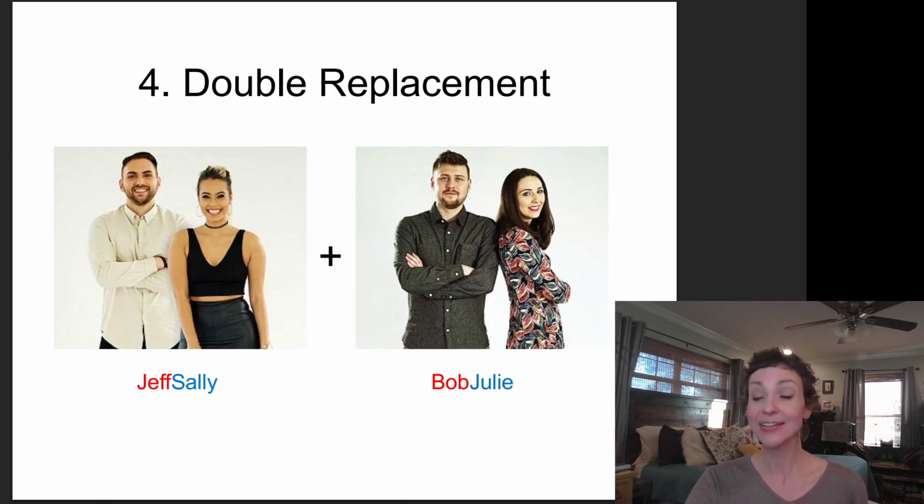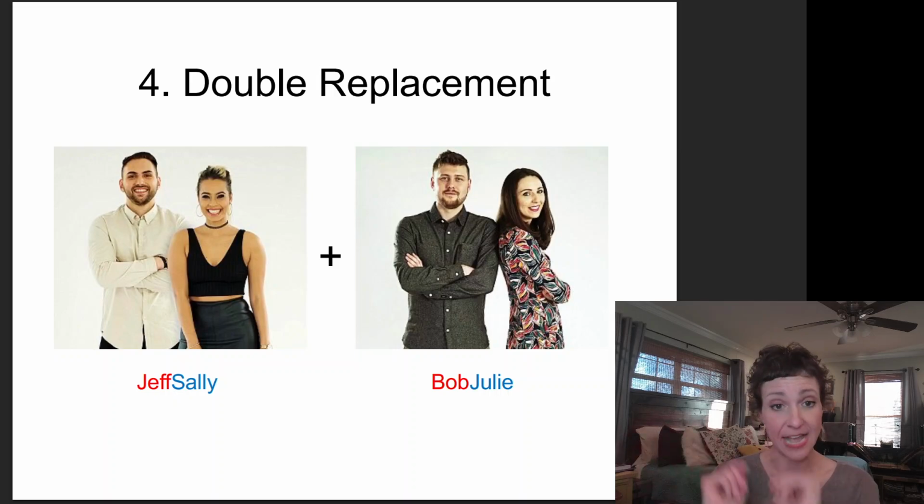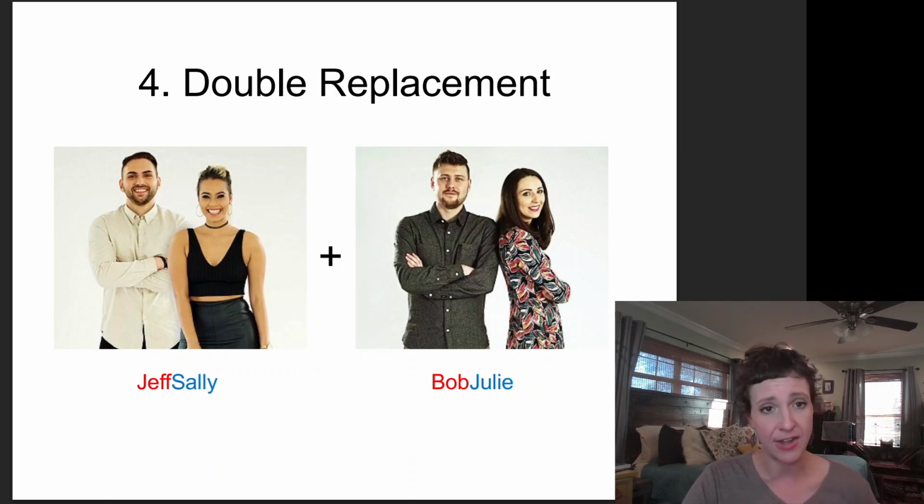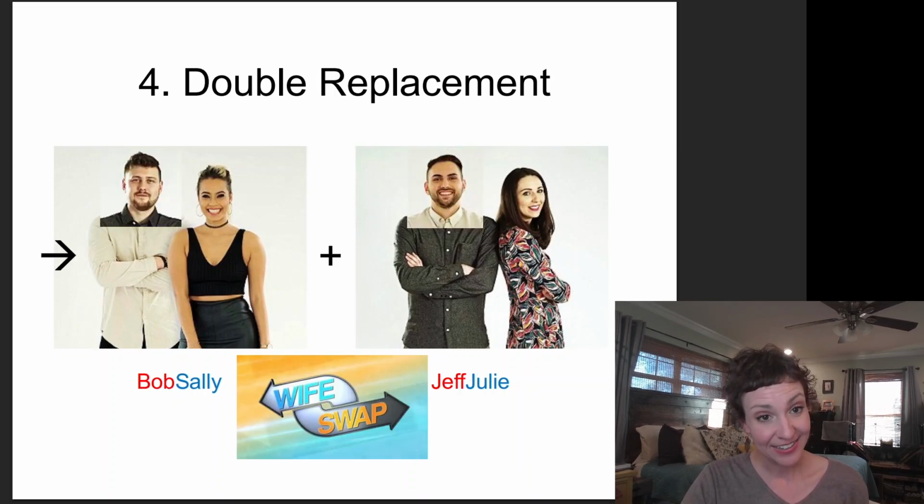Okay. Now let's talk about double replacement reactions. So these are not celebrities or anything. These are made up people. I got Jeff and Sally, and I got Bob and Julie. They are coupled up. They are happy, or so we seem. And then what if they swap partners to where I do not have Jeff and Sally or Bob and Julie? I got Bob and Sally, and now Jeff is with Julie.